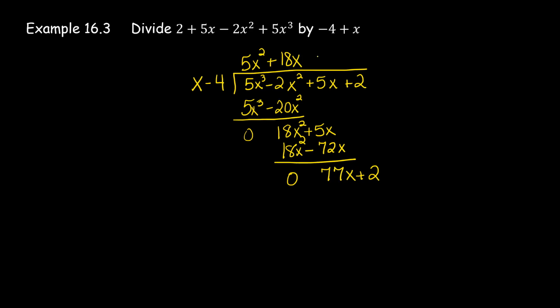X goes into 77, 77 times. Multiply, 77 times x is 77x. 77 times -4 is -308. And now we subtract. 77x minus 77x is 0. 2 minus -308 is positive 310. And that is our remainder. So our final answer is going to include that remainder. Right here, we will call that plus 310 over x minus 4.